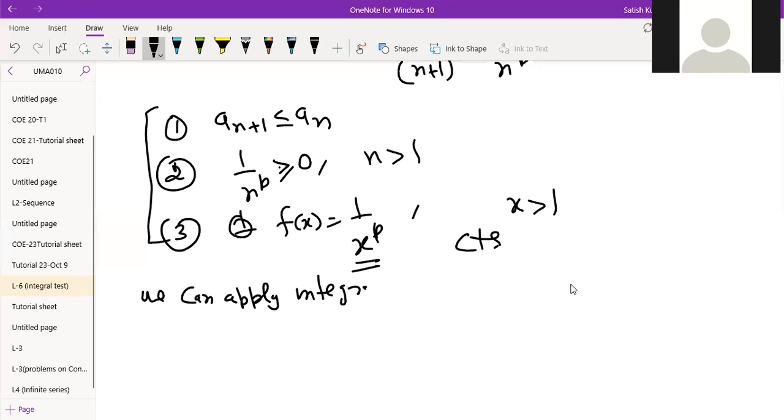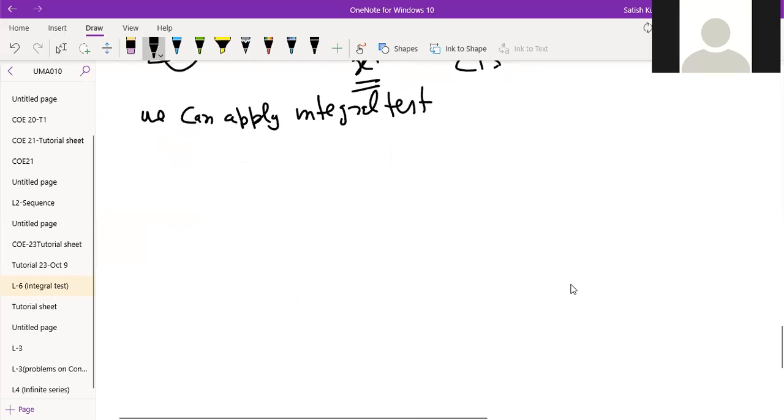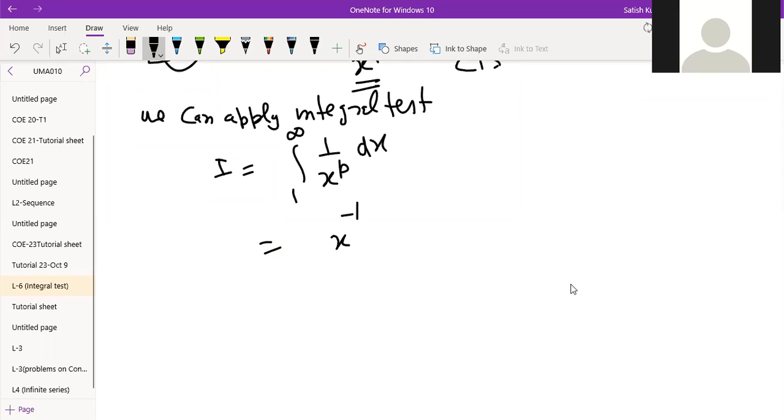Now what is the integral test? Instead of this series, go for one integral. That integral is from 1 to infinity of 1 by x raised to power p dx. Now what is the integration of 1 by x raised to power p? It is x raised to power minus p plus 1 divided by minus p plus 1, but it is only the case when p is not equal to 1.